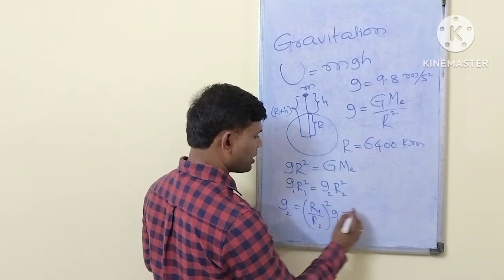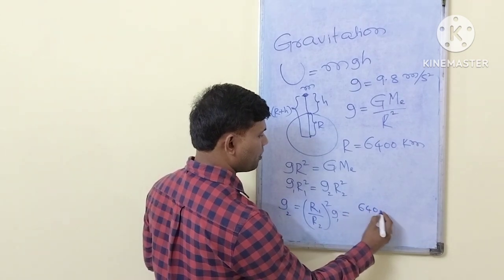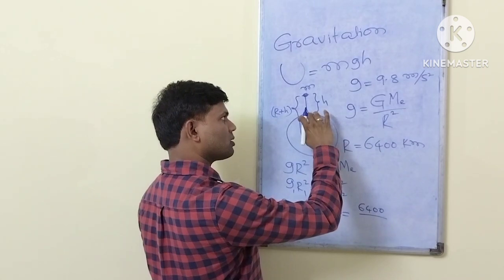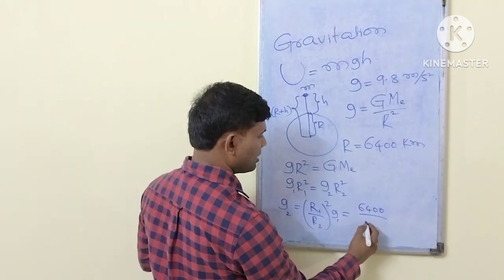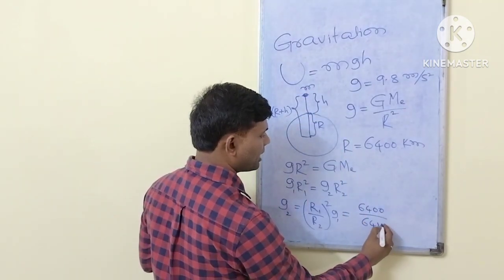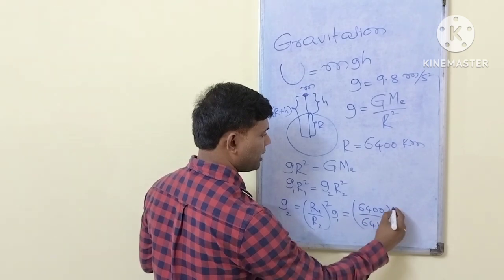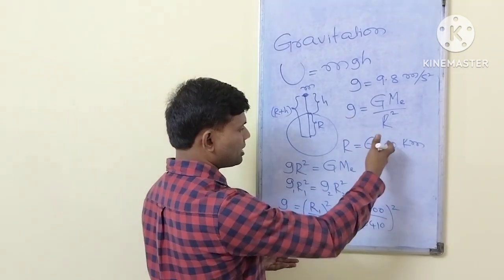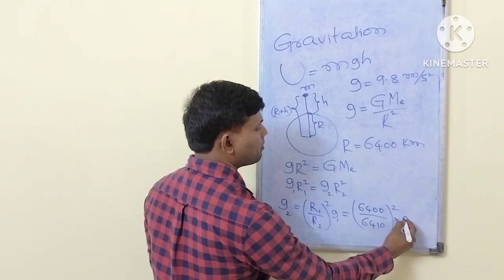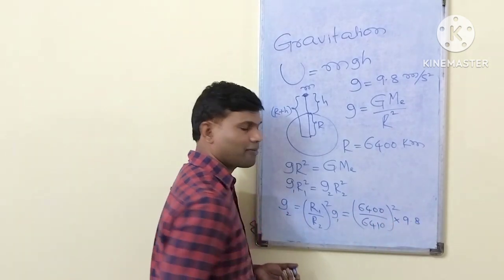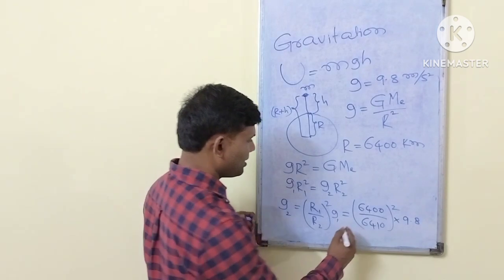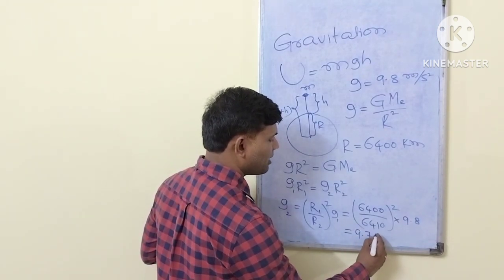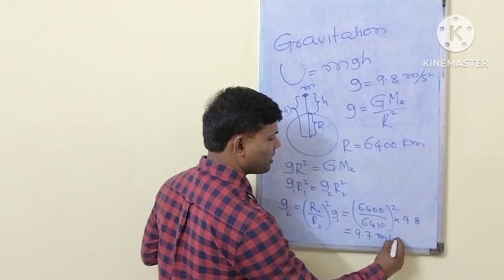Now we will substitute. r1 is how much? 6400 kilometer, divided by r2 is how much? From here to here 6400, here to here 10 kilometer, so 6410 kilometer whole square into g1. g1 is how much? That I am calling acceleration due to gravity on the surface of the earth, that is 9.8. How much will you get? You will get approximately 9.7 meter per second square.